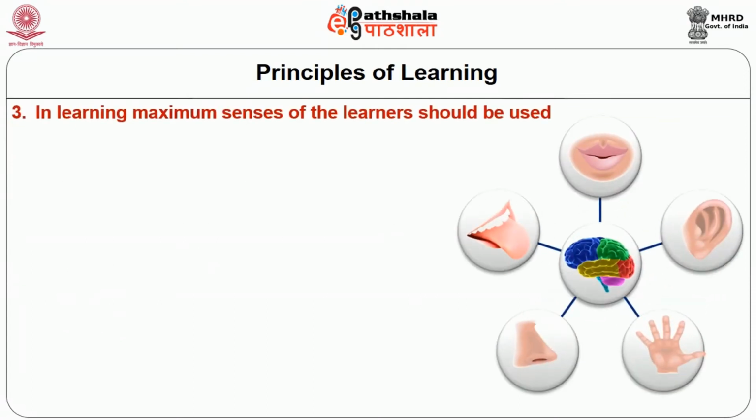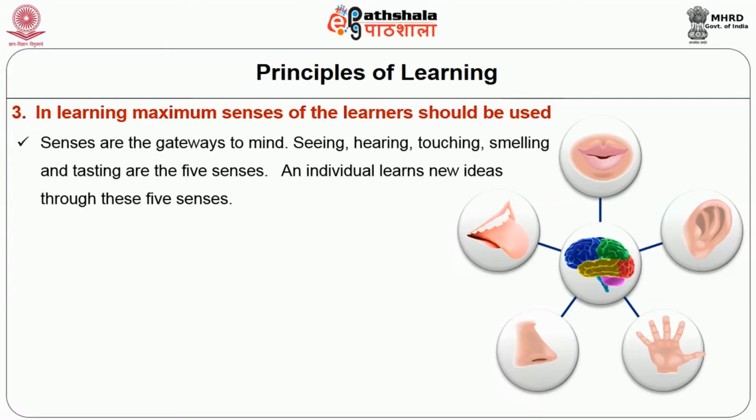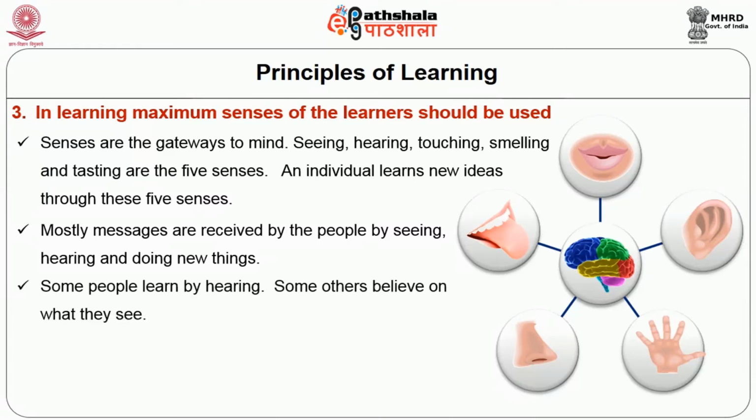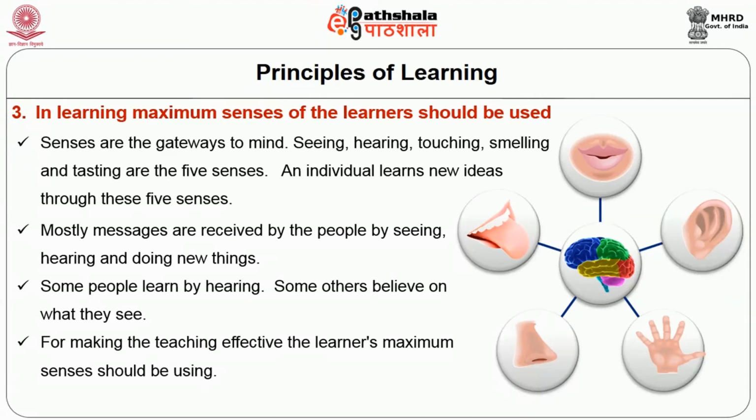Next learning principle is, in learning, maximum senses of the learner should be used. Senses are the gateways to mind. Seeing, hearing, touching, smelling, tasting and thinking are the senses. An individual learns anything through these senses. Mostly, messages are received by the people by seeing, hearing and doing new things. Some people learn by hearing, some others believe in what they see. For making the teaching effective, the learner's maximum senses should be used.